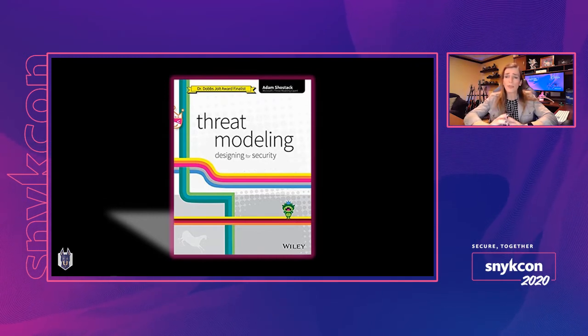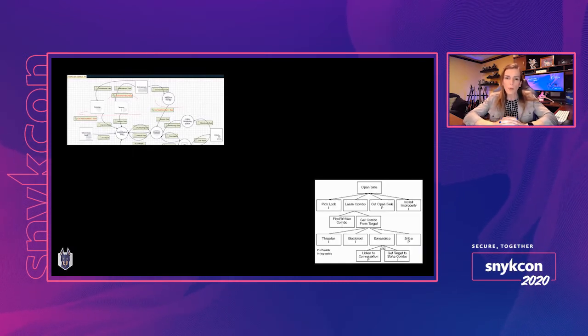So if we look at some of the things that are inside this book, it talks about the idea of DFDs or data flow diagrams. And these are diagrams that are supposed to be created early on in the threat modeling process. And they're supposed to basically detail the entire functionality of the system, where data flows, where it crosses trust boundaries, et cetera, et cetera. Then we go from that and we create these attack maps where we talk about all the different ways that a threat might attack our system.